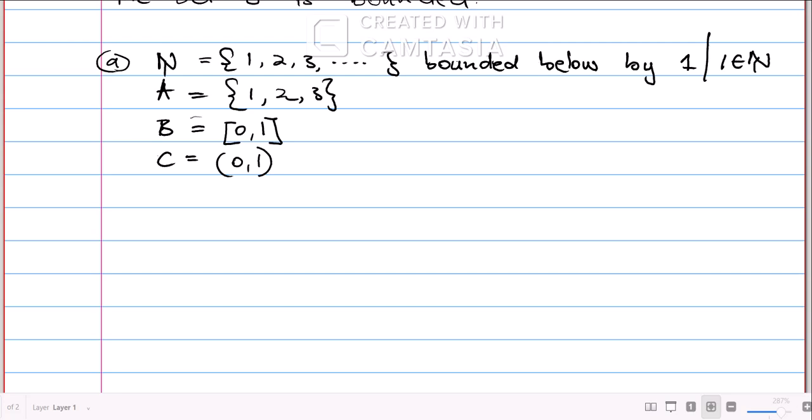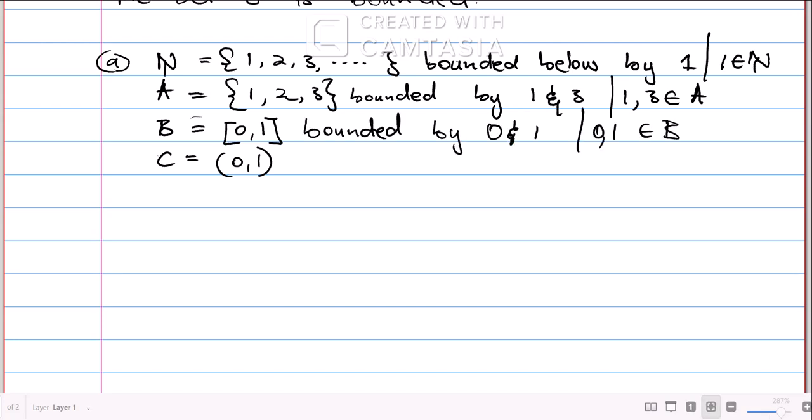So A is bounded below and above by 1 and 3 respectively. So 1 and 3 are elements of A. And B is bounded below and above, so it's bounded by 0 and 1, and 0 and 1 are the elements of B. So C is bounded by 0 and 1, but 0 and 1 are not elements of C.